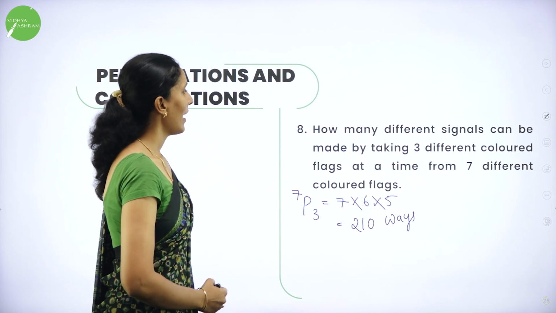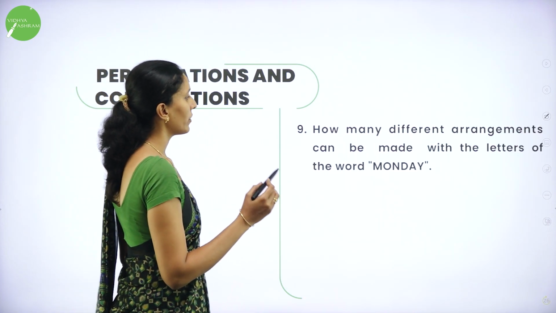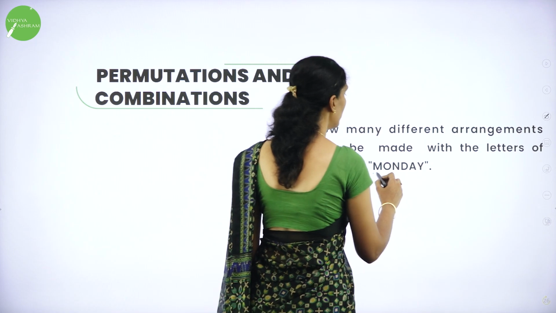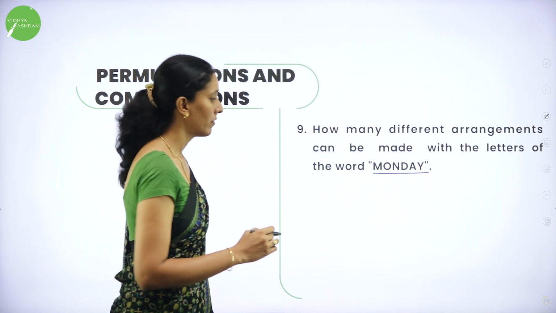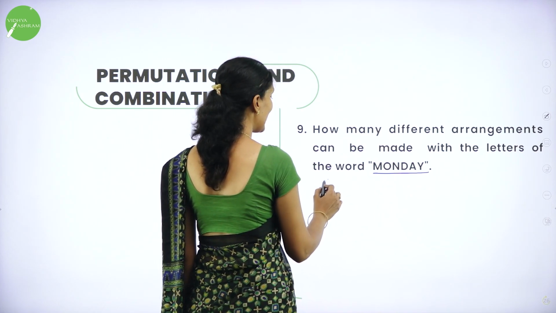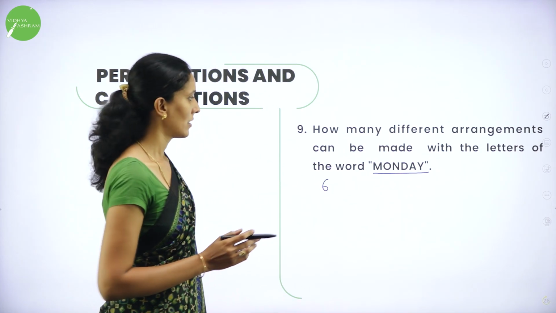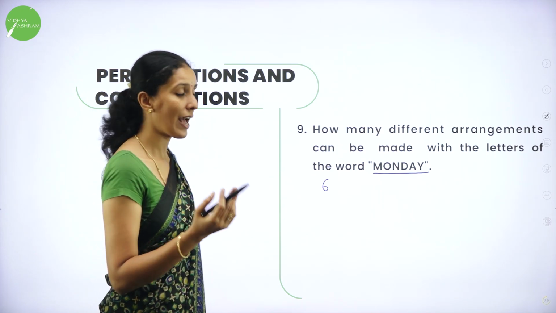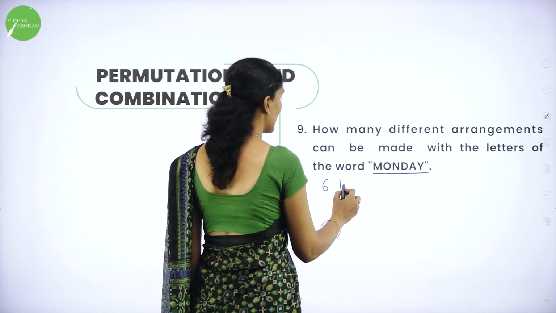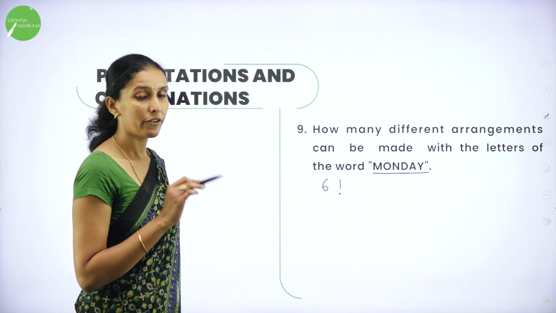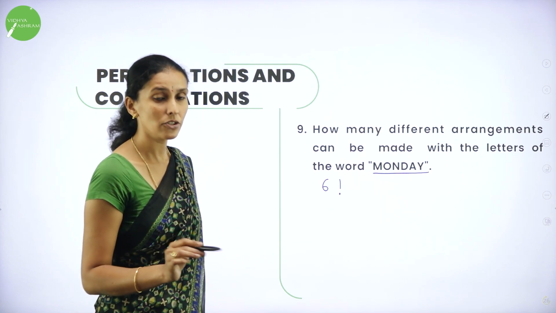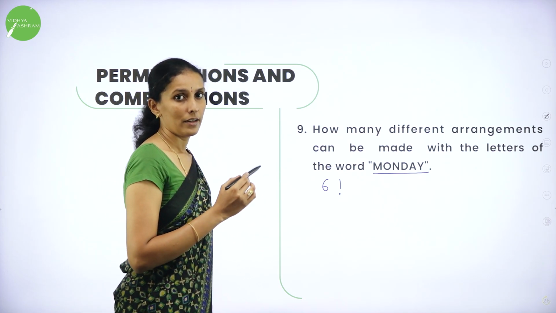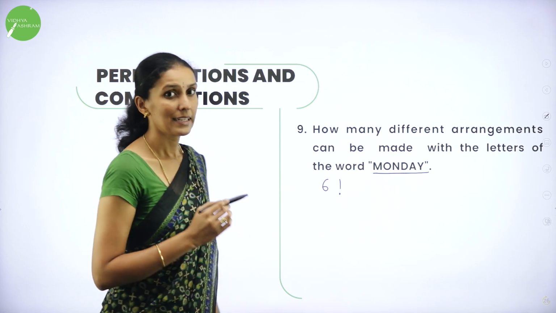Okay, so next question. How many different arrangements can be made with the letters of the word Monday? We have the word Monday. How many letters do we have? 1, 2, 3, 4, 5, 6. 6 letters. Without worrying about meaning, we have to arrange all the 6 letters. So that means we have 6 places. Therefore my answer is 6 factorial. We have 6 different letters to arrange, so the number of permutations of the letters in the word Monday is 6 factorial.